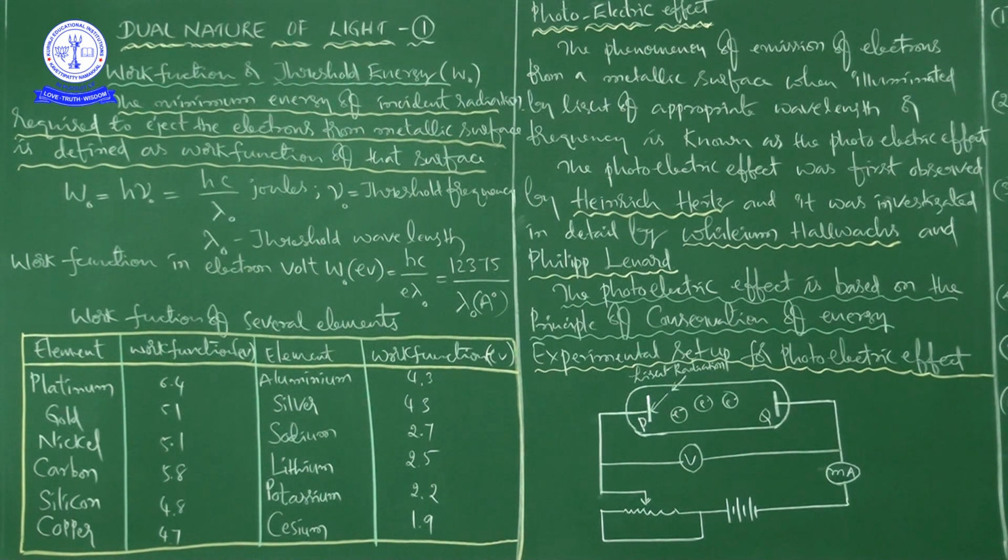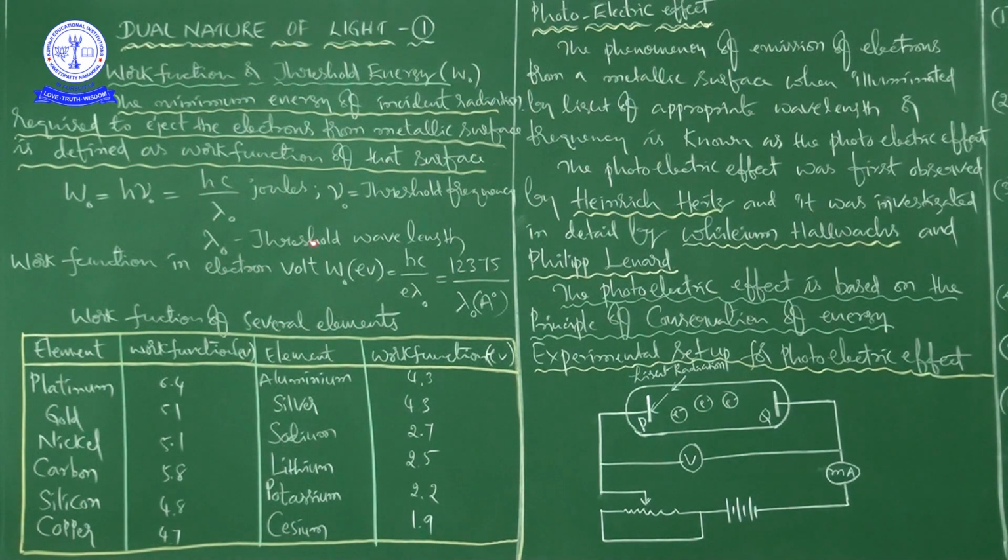And what are the units of energy, whether it is scalar or vector, and what is the dimensional formula? All this we came to know. Here it is joules: hc by lambda naught, in joules. So what is nu naught? Nu naught is the threshold frequency.